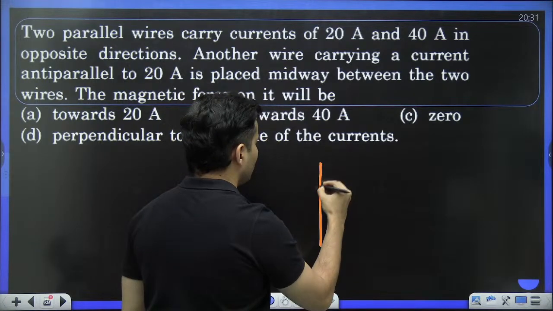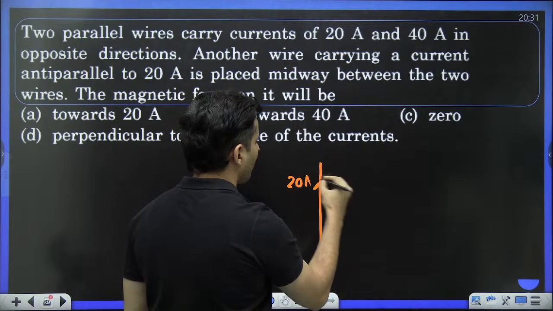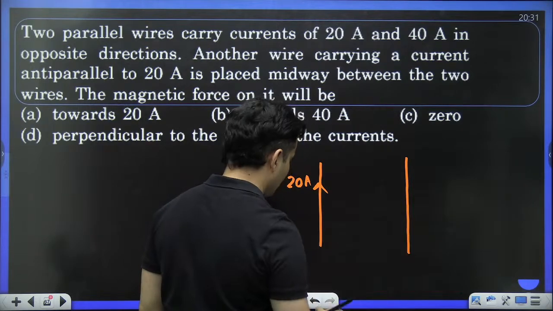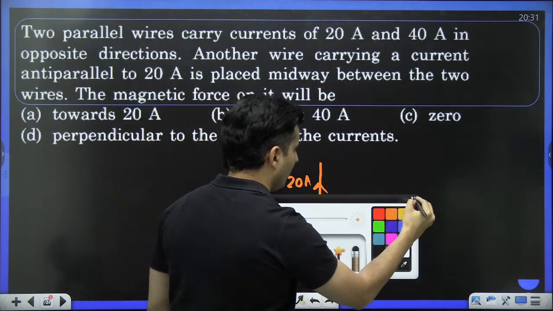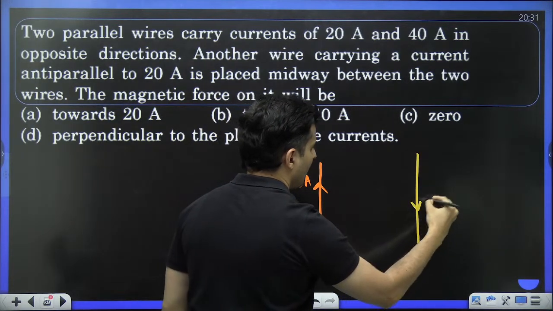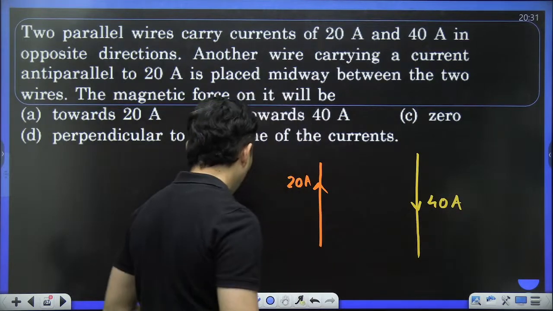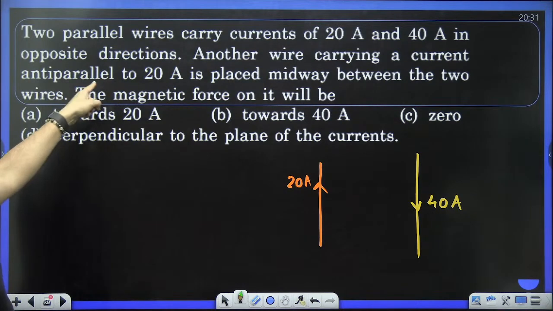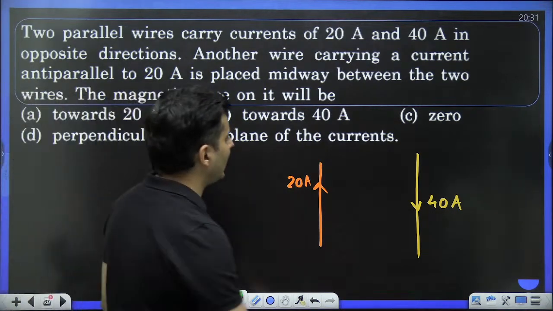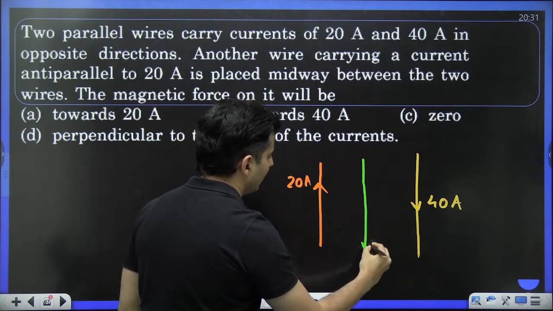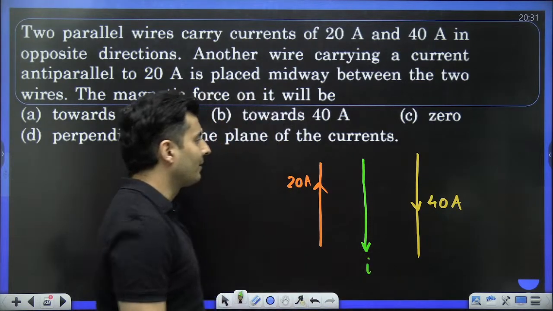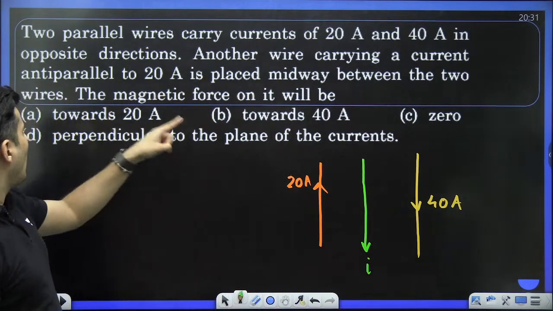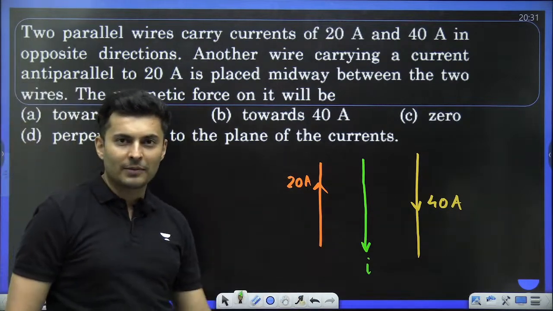So imagine this is 20 amperes and this is basically 40 amperes. What you have done is you are placing another wire carrying some current anti-parallel to 20 amperes. That means basically like this. There is some wire over here. What will be the force on that particular wire in between?